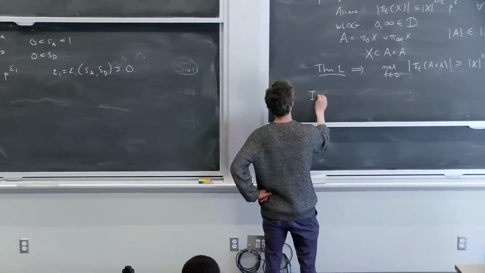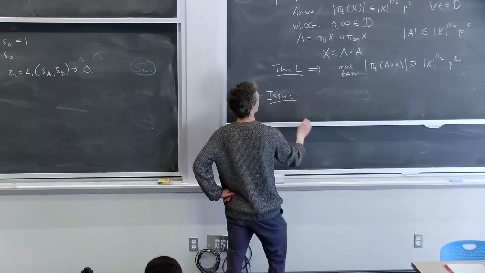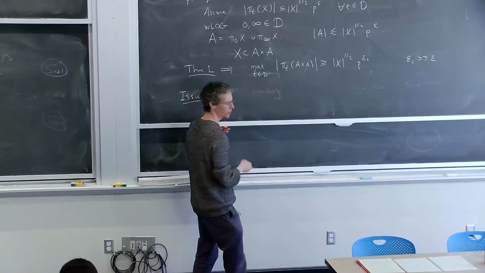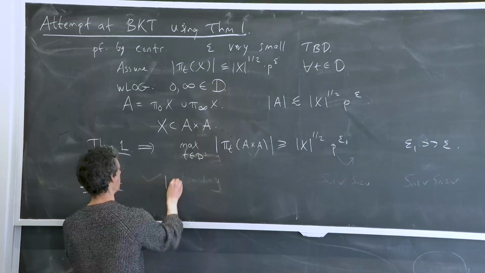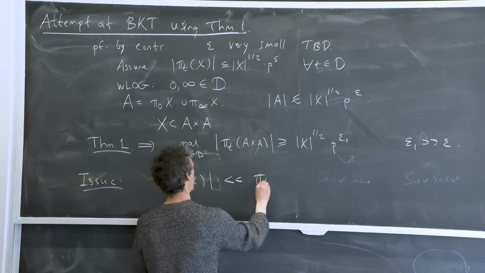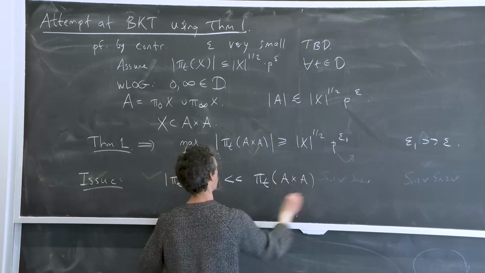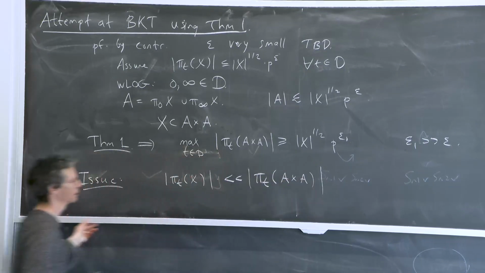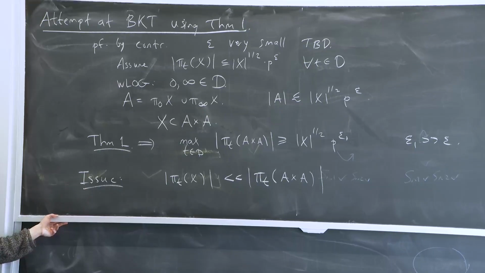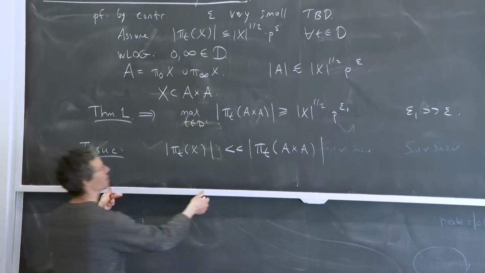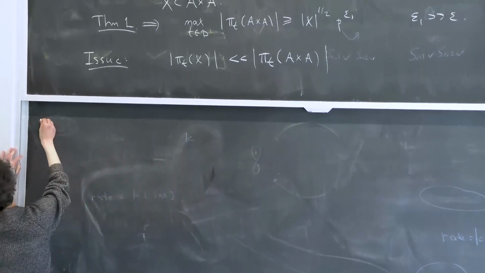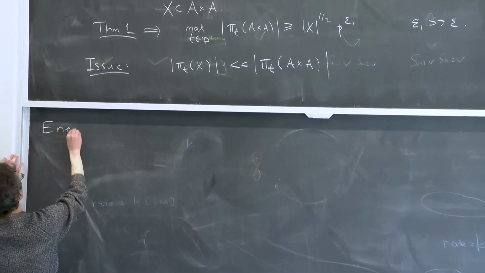And the issue is we would like pi t of x to be big. So the issue is maybe pi t of x is much smaller than pi t of A cross A, even though x is a big chunk of A cross A. Let me make a picture of this enemy scenario. So here's the enemy scenario.